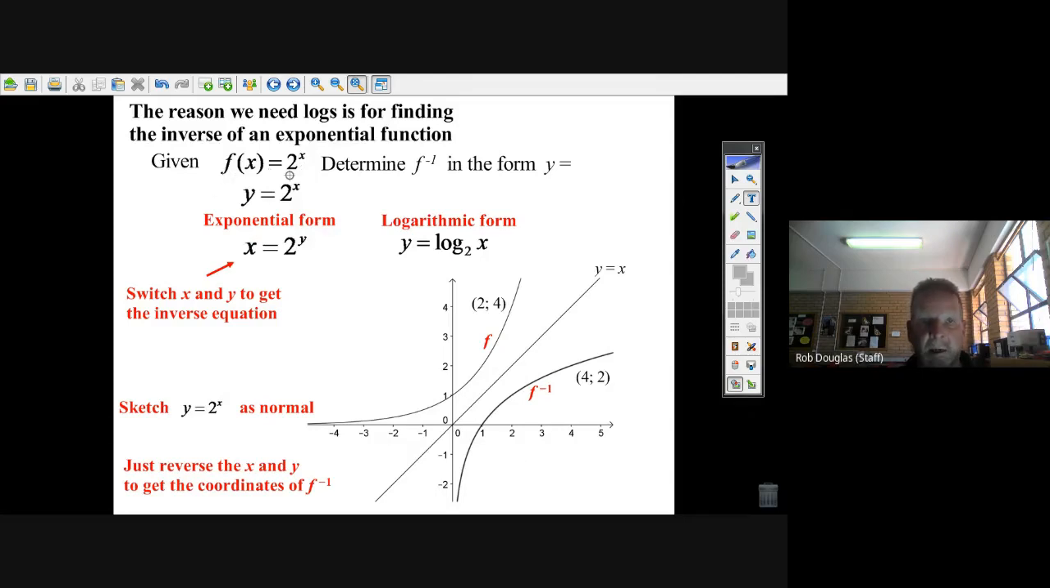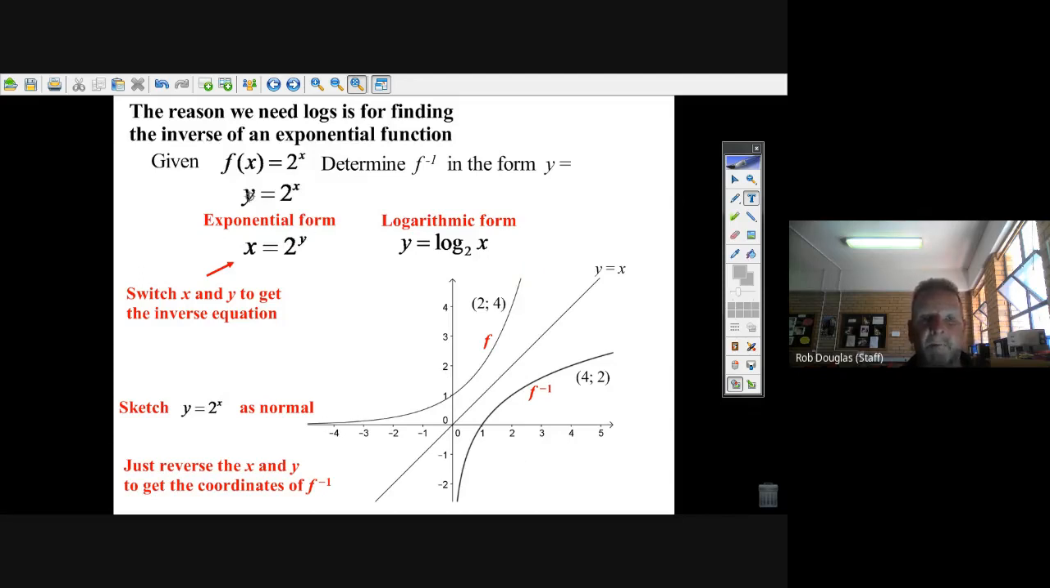Well, let's start off with an exponential equation. f of x equals 2 to the x power, or y equals 2 to the x. So if we put a 1 in there, 2 to the 1 is 2, 2 to the 0 is 1, 2 to the 2 is 4, so 2 and 4 would be a point right there. And if we put in smaller numbers like 2 to the minus 1, that's a half. 2 to the minus 2 is a quarter. So there's the shape of it. There you've got your exponential equation.